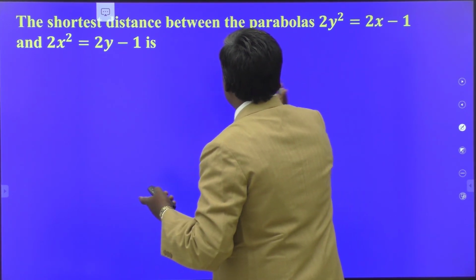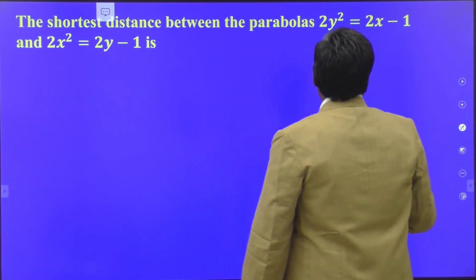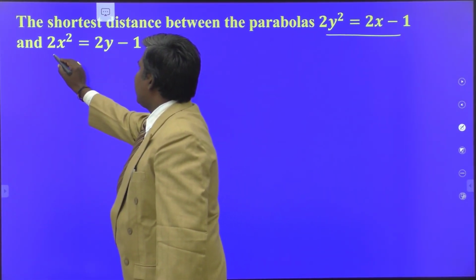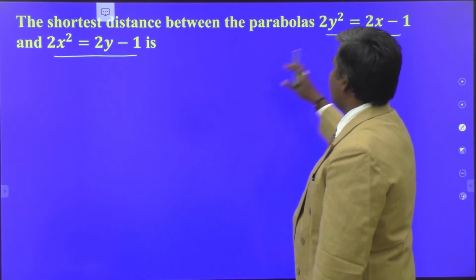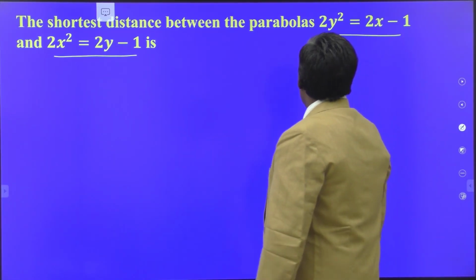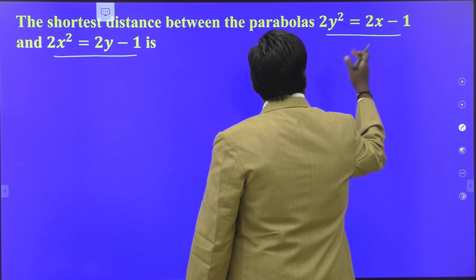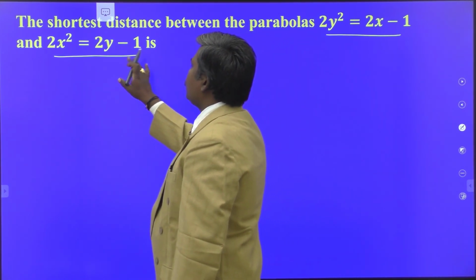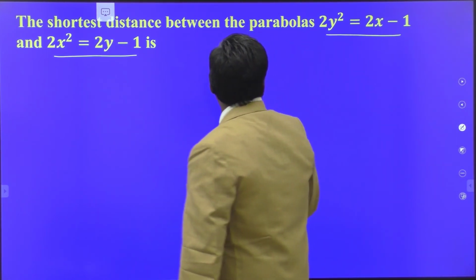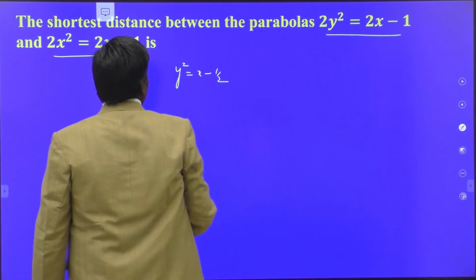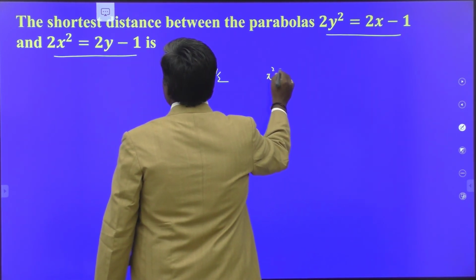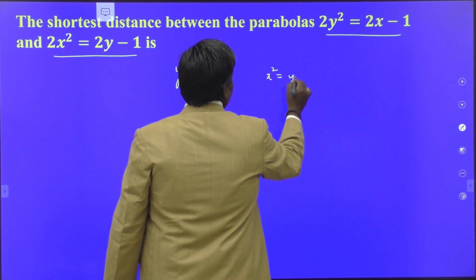The shortest distance between the parabolas 2y² = 2x − 1 and 2x² = 2y − 1. These are two parabolas. 2y² = 2 times (2x − 1)... 2x² = 2y − 1. So what is your first parabola? y² = (x − 1/2), and the second parabola is x² = (y − 1/2).